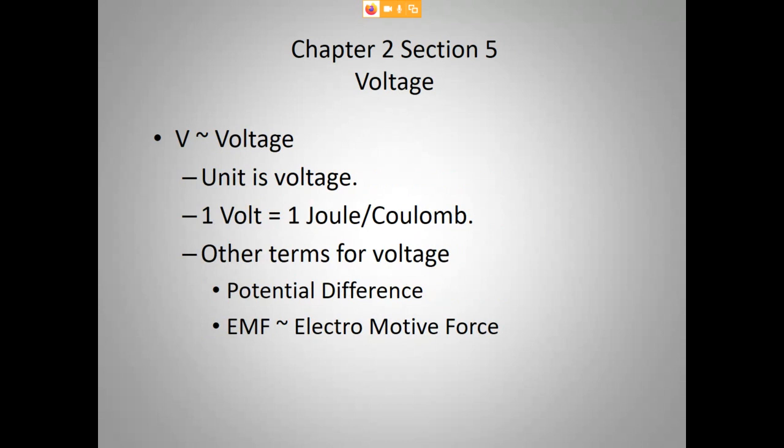And I mentioned this on Monday, but for voltage, we also sometimes talk about potential difference. It's a difference between the positive charge and the negative charge. If something doesn't have a separation of charge, then it's neutral, there's no voltage there.